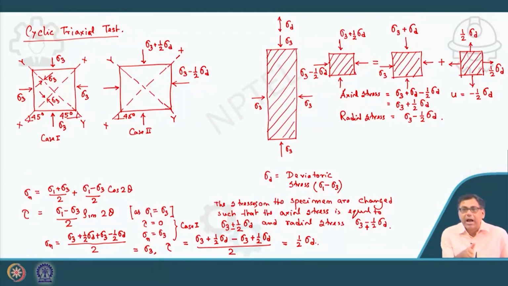Now the question is, why have I taken the 45-degree plane? Because that is where the maximum shear stress will be generated. So I want to determine the maximum shear stress. That's why I have taken the 45-degree plane. Clear? So that I can estimate the maximum shear stress generated in that plane, or I want to take the plane where maximum shear stress will be generated. Okay.